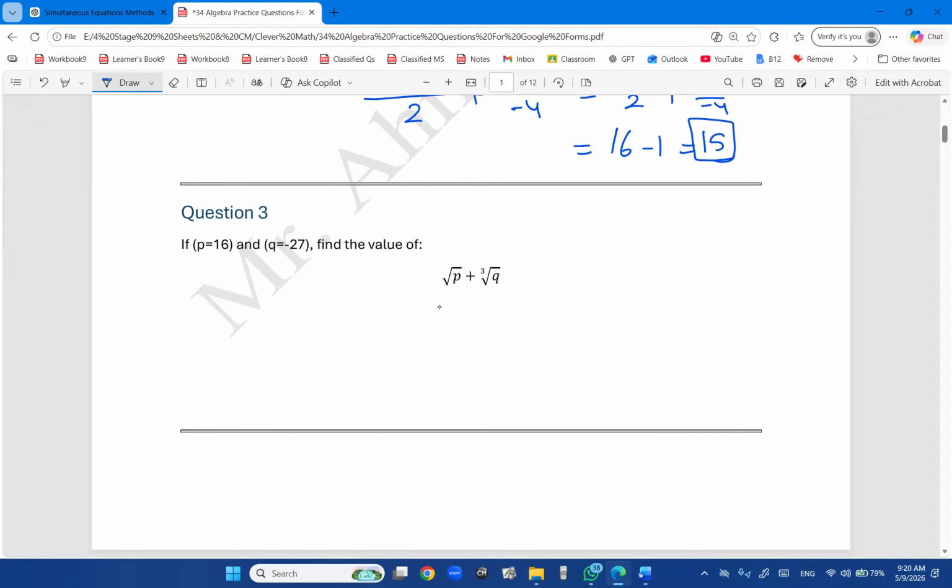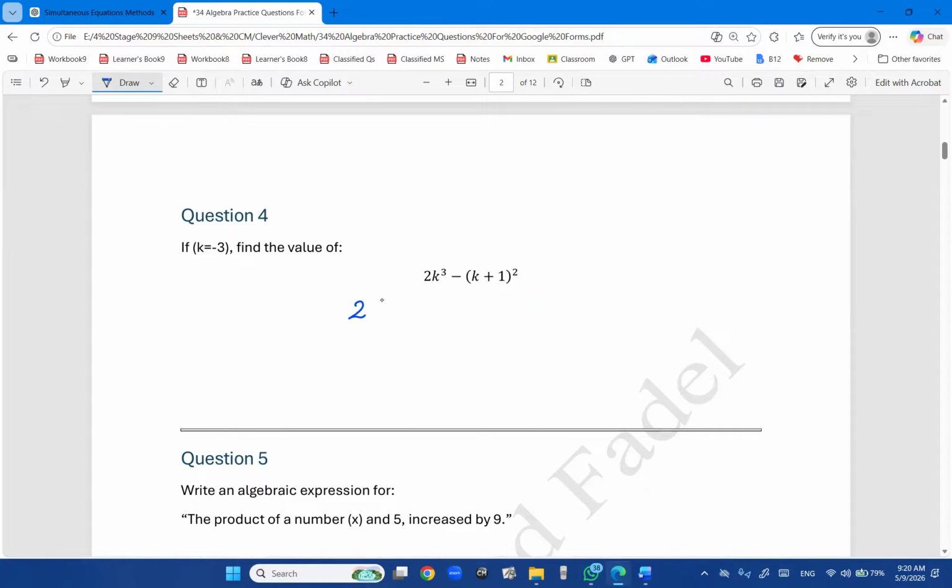Square root of p, which is square root of 16, plus cubic root of -27. So it is 4 plus cubic root of any negative number stays negative. So 4 plus -3, which means 4 minus 3, it's just 1.